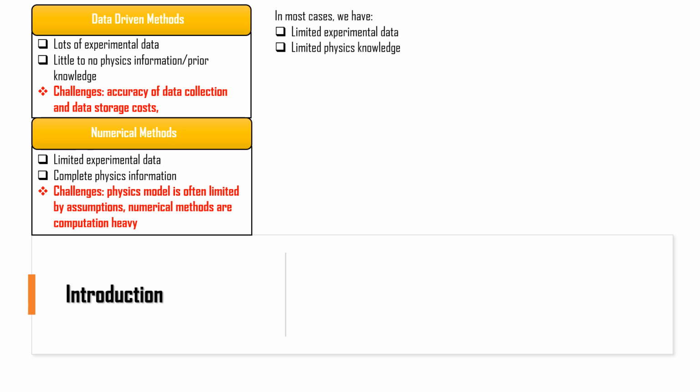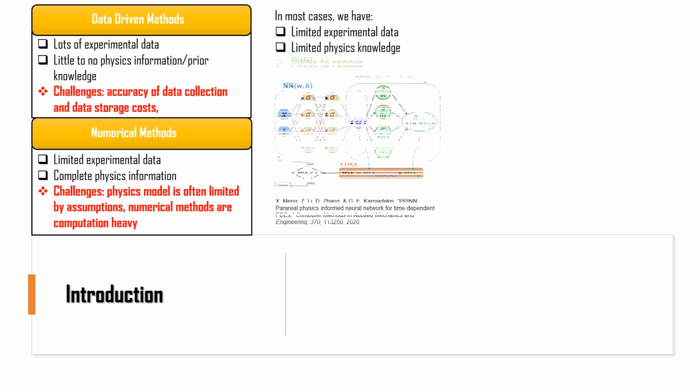However, acquiring high quality and quantity of data becomes an expensive task, and at the same time, numerical methods are computationally intensive. In this context, PINNs provide a middle ground by integrating limited data and physics information to simulate a system to an acceptable level relatively fast.